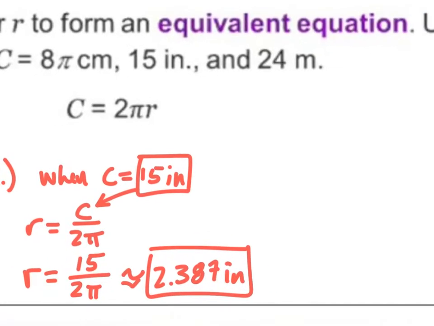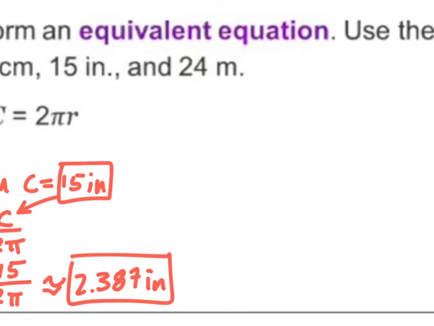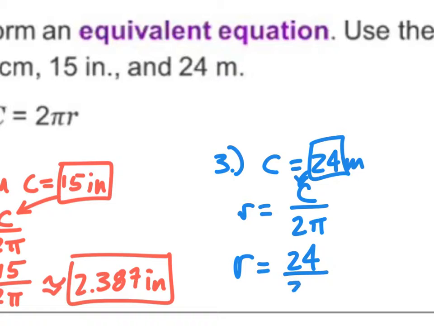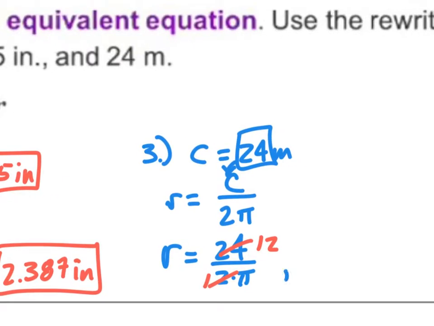So then, okay, let's do the last one. The last one is find the radius when the circumference is 24 meters. So I know that my radius is equal to the circumference divided by 2 pi. I'm going to take 24, plug it in for c. So my radius is going to be 24 over 2 times pi. The 24 and the 2 can divide out into 12 over 1. So then my radius, r, is equal to 12 over pi. All right, and that's in meters.